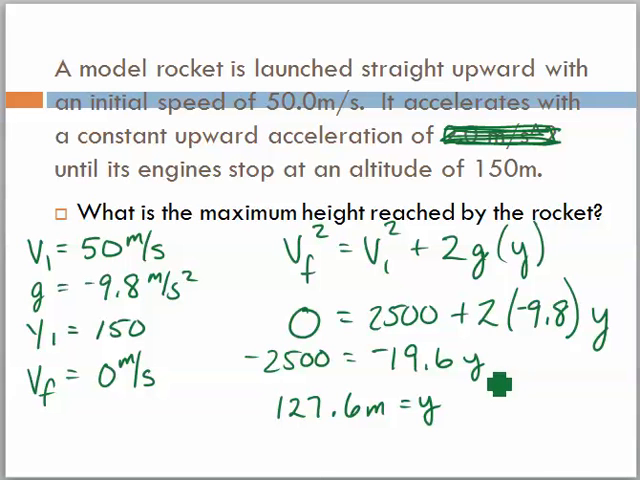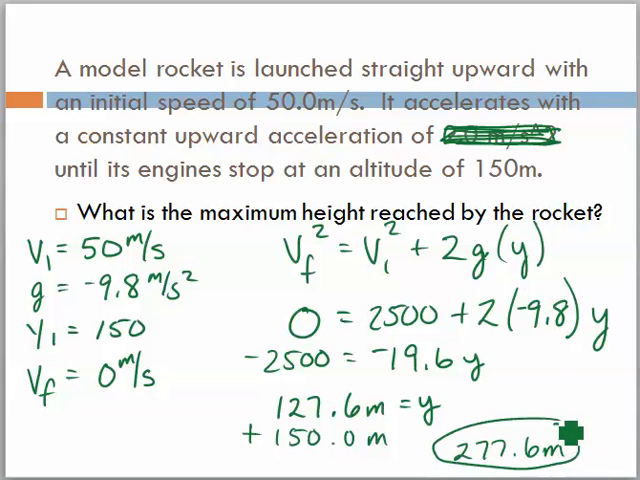which gives us the negative 19.6, and then y. So at this point, what I did is I solved for y, and it goes an additional 127.6 meters. That's on top of the already achieved 150 meters. So the total height would be 277.6 meters, that is the maximum height achieved by this rocket.